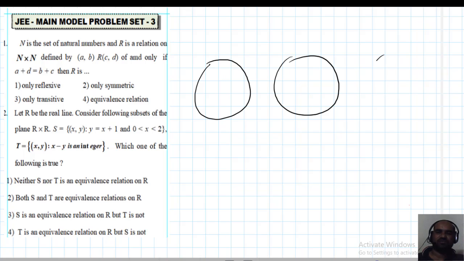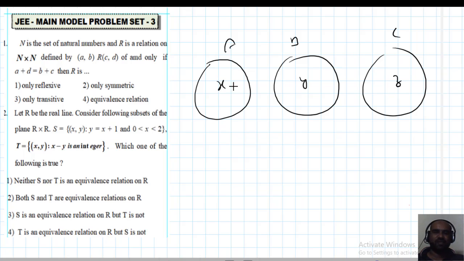Let's see here. For example, A, B, C are three sets. X is in A, Y is in B, Z is in C. X is related to Y under the relation R. Then Y is said to be the image of X with respect to the relation R, meaning Y equal to R of X. Let it be equation 1.